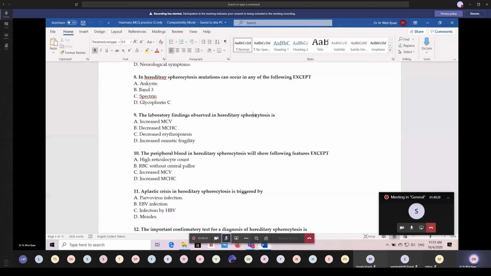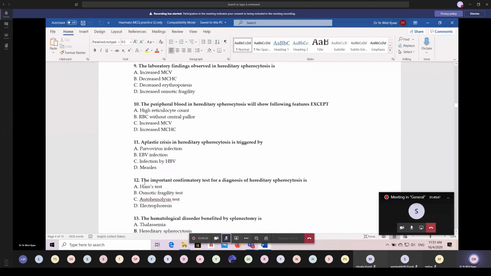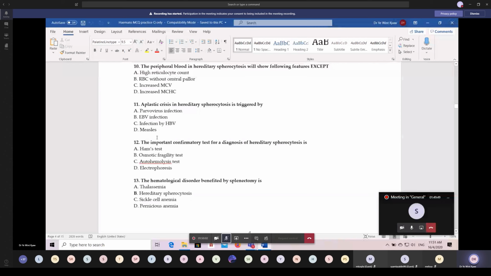Single correct. Increased MCV is not correct. So another one. This one, 11. Single correct. Okay, not too depressed. I will ask quite easy questions in hemato MCQ. Hemato is quite difficult if you need to understand very deeply, otherwise you cannot answer. For your level, I will ask generally, if you understand, not too detailed. So number 11.